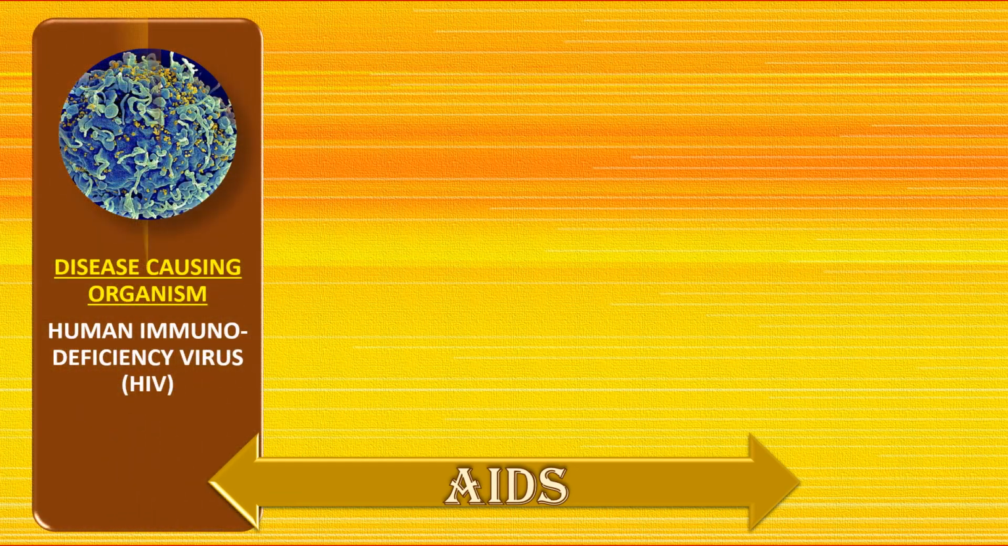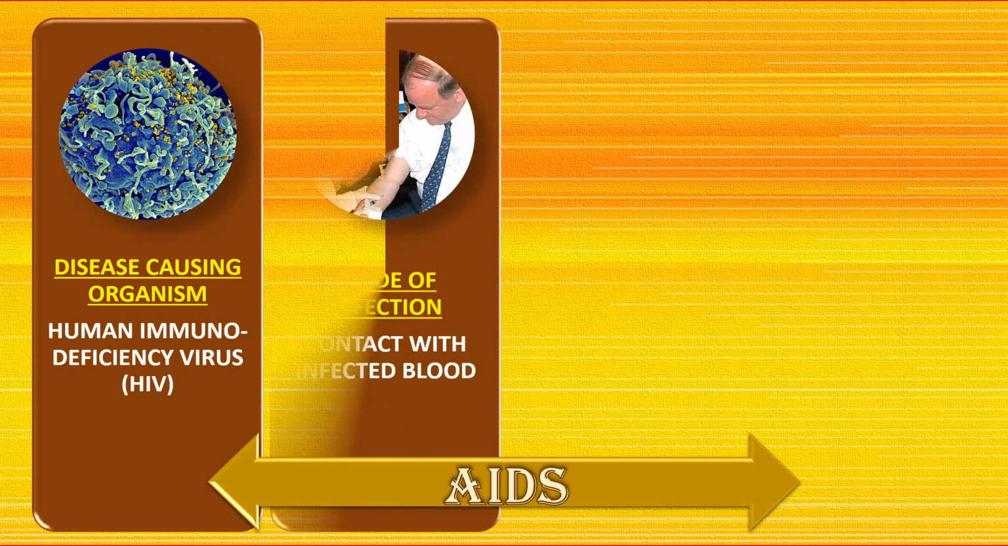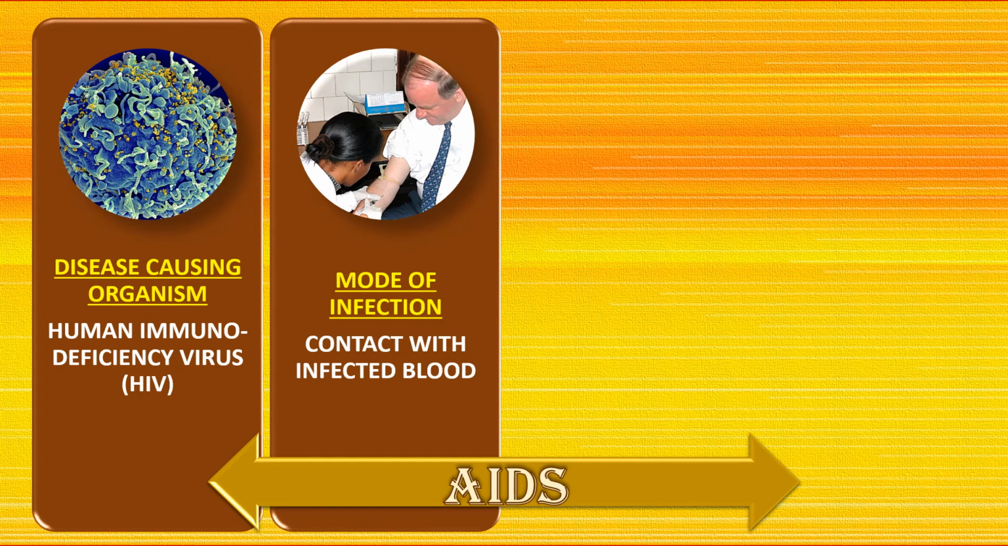Another disease, AIDS. The disease-causing organism is the human immunodeficiency virus, or HIV for short. The mode of infection is only contact with infected blood. So if the blood of an HIV patient reaches your body, then only can you get AIDS.